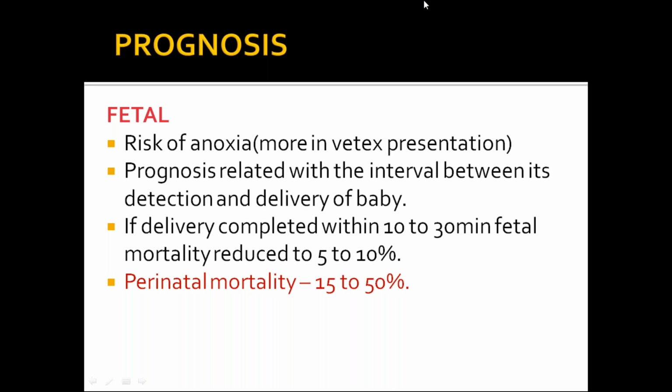If it takes a long time to deliver the baby, the ideal time is 10 to 30 minutes. Whenever you find a cord prolapse, if you can deliver the baby either by cesarean section or by vaginal delivery, the mortality can be reduced to 5 to 10%. But if the interval is long between the cord prolapse and the delivery of the baby, because of anoxia, what will happen? There will be perinatal mortality. The fetus may go into death.